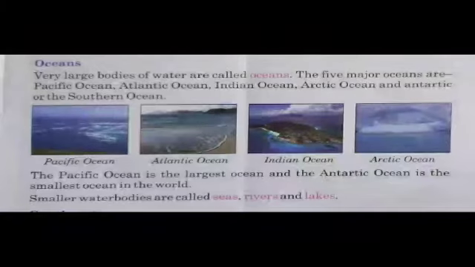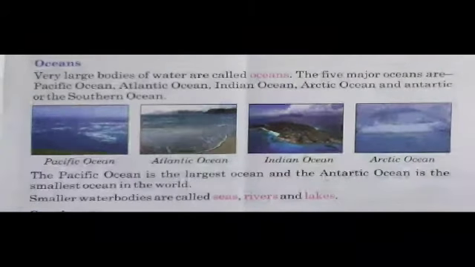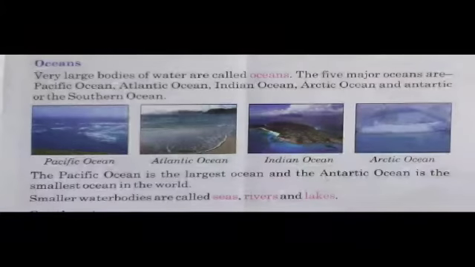Oceans. Very large bodies of water are called oceans. The 5 major oceans are Pacific Ocean, Atlantic Ocean, Indian Ocean, Arctic Ocean, and Antarctic or the Southern Ocean. The Pacific Ocean is the largest ocean, and the Antarctic Ocean is the smallest ocean in the world. Smaller water bodies are called seas, rivers, and lakes. Ocean is a bigger water body than a sea. There are 5 major oceans.